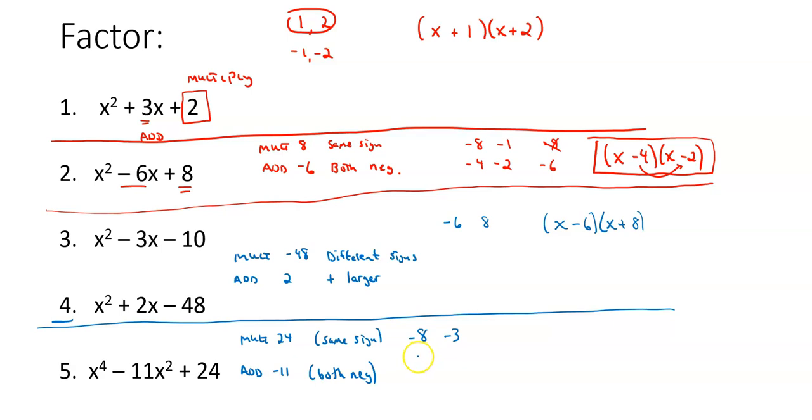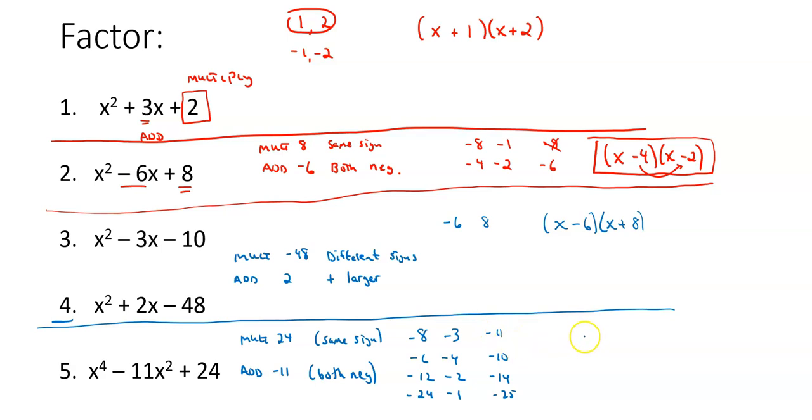If you wanted to, you could have listed other ones, right? You could have listed negative 6 and negative 4. You could have listed negative 12 and negative 2. You could have listed negative 24 and negative 1. But none of the other ones add up to negative 11, right? This adds up to negative 25. That adds up to negative 14. That adds up to negative 10. That adds up to negative 11.